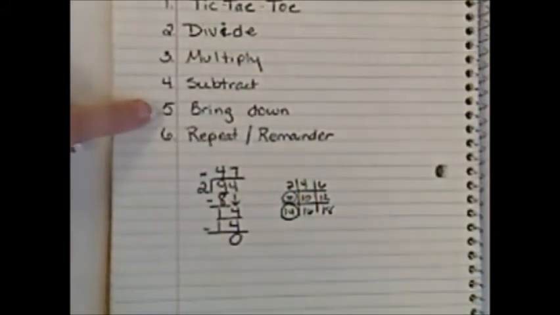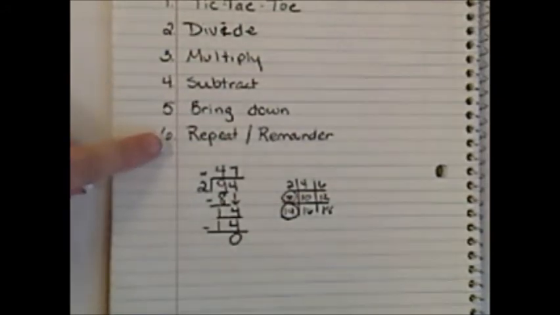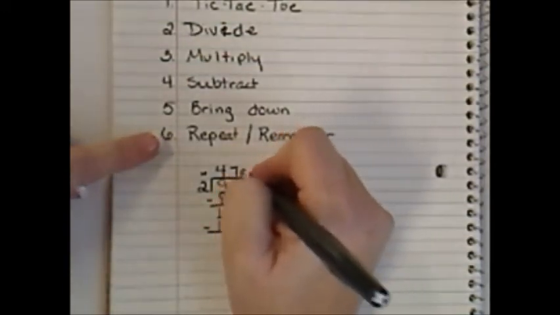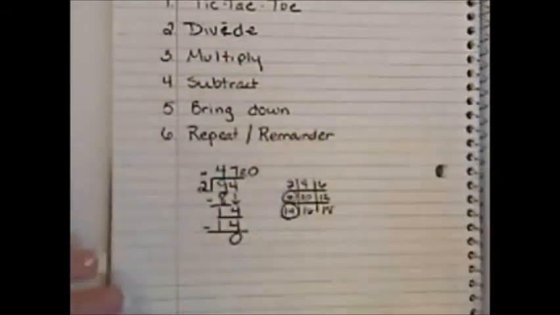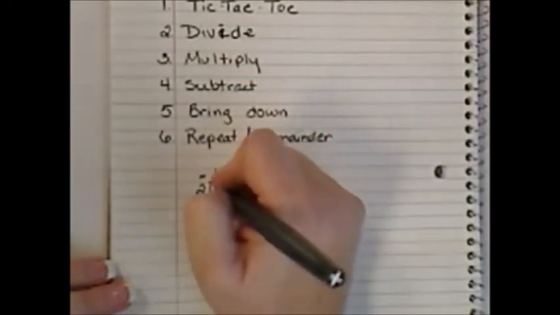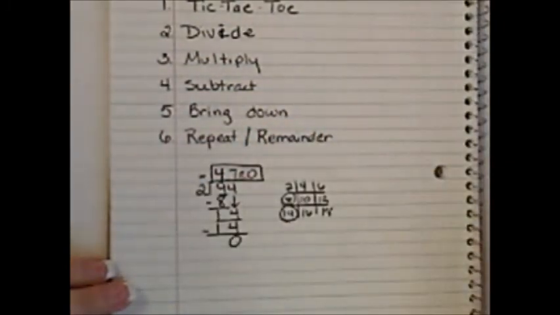My next step is to bring down. Do I have anything else to bring down? No. So, am I going to repeat or remainder? Remainder. And what's my remainder? 0. Jasmine, are you writing this down? Because it sure doesn't look like it. My remainder is 0. So I can put remainder 0 or I can leave it blank. So my answer then is 47, remainder 0.